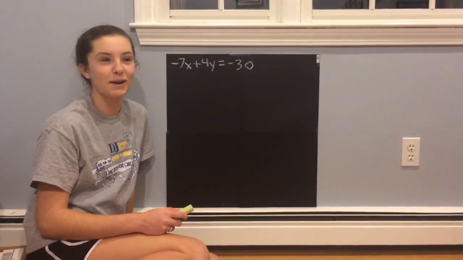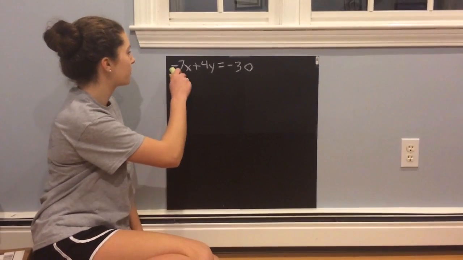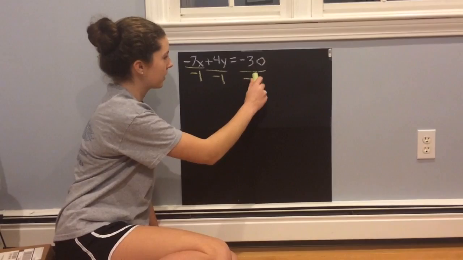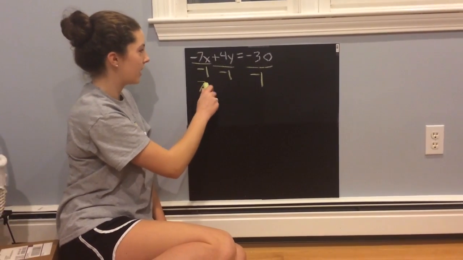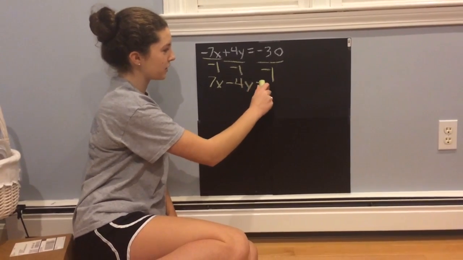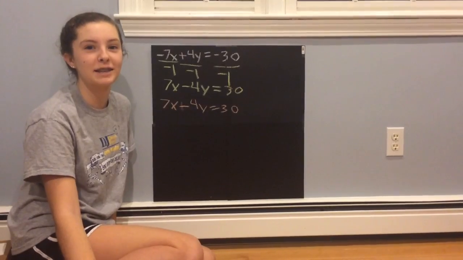To make the x term positive, you have to divide all the terms by negative 1. This gives you 7x plus negative 4y equals 30. The equation is now in standard form.